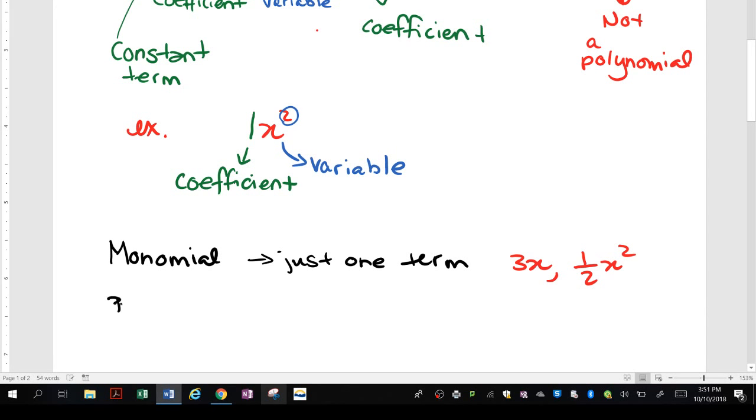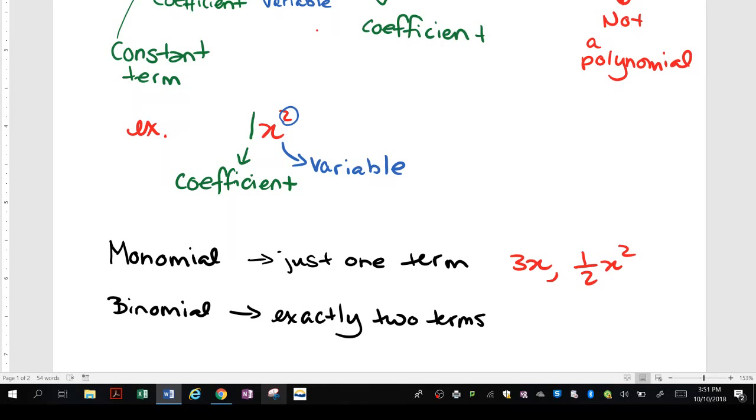A binomial is a polynomial that has exactly two terms. And the terms are added or subtracted together. So for example, 3x plus 7. That is a binomial. So it has two terms. Here we have one term with a variable x and another term that we call our constant term.